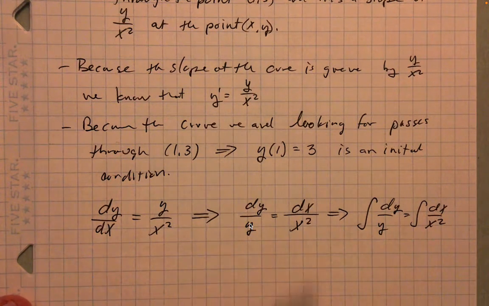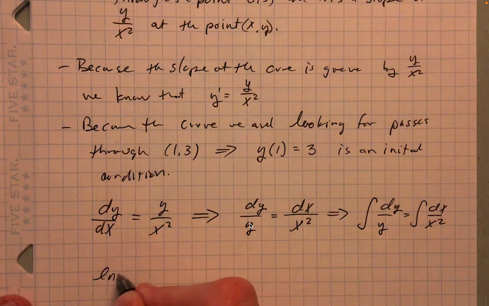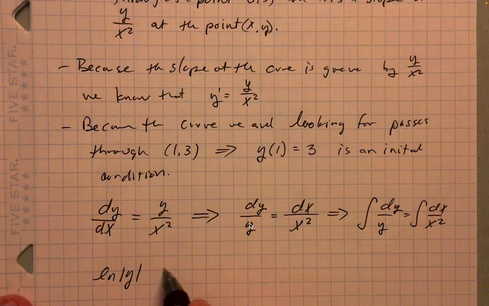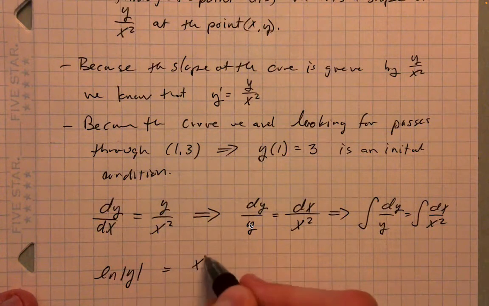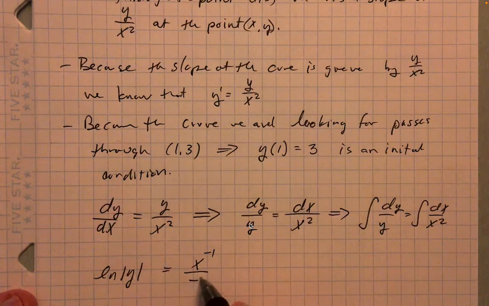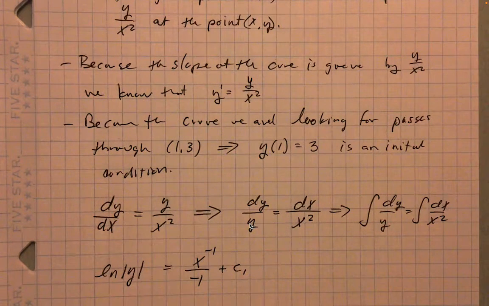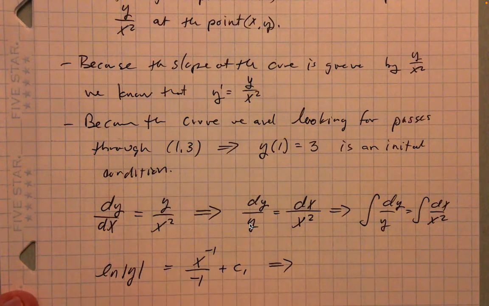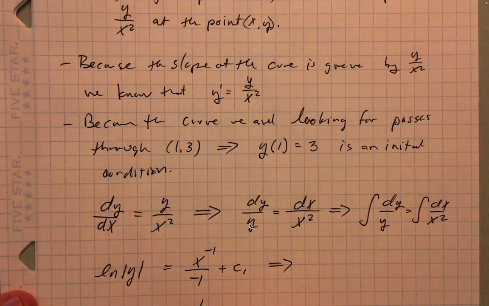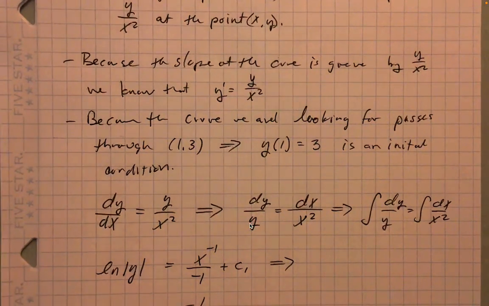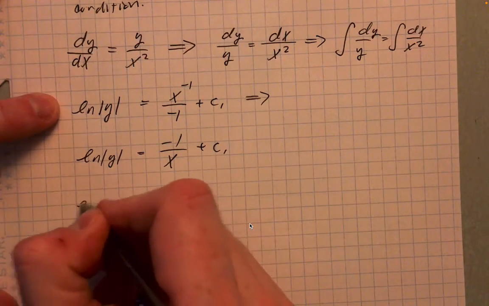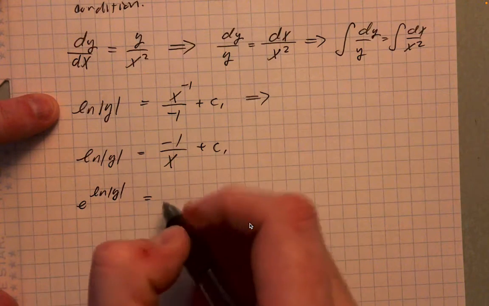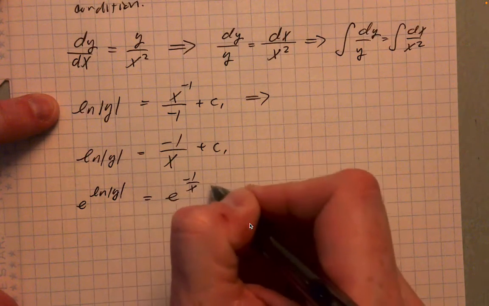And how do we do that? Well, this is the natural log of y. And this over here is really x to the negative 2 power, so the integral there would be x to the negative 1 over negative 1, plus a constant. Maybe better to write it as the natural log of y equals negative 1 over x plus c1. Then we can get rid of the natural log by saying e to the ln of y equals e to the negative 1 over x plus c1.